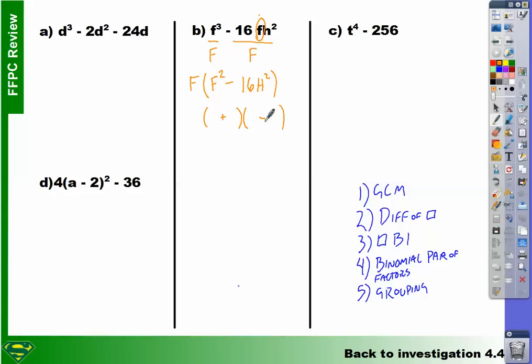Okay, so what's going to be this first term right here? Oscar, you're looking way too comfortable, so why don't you tell me what goes here and here? F, because f times f is f squared. All right, what goes here and here? 4h. So in other words, we're taking the square root of both these terms.